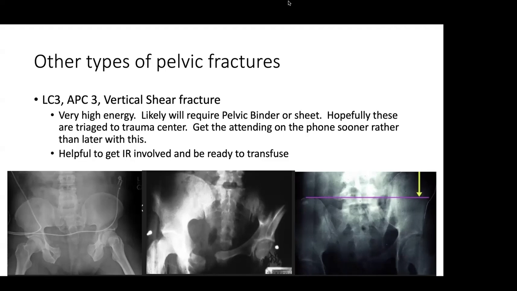So other types of pelvic fractures: LC3, APC3, and vertical shear fractures. Now, just for completeness' sake, I put this on there because these are technically other types of fractures in the Young-Burgess classification, but these are really high energy fractures. Does anyone know how to put a pelvic binder on someone? I don't think traditionally we've had too many that we've had to do them on. Yes, like you said, because of the acuity of it.